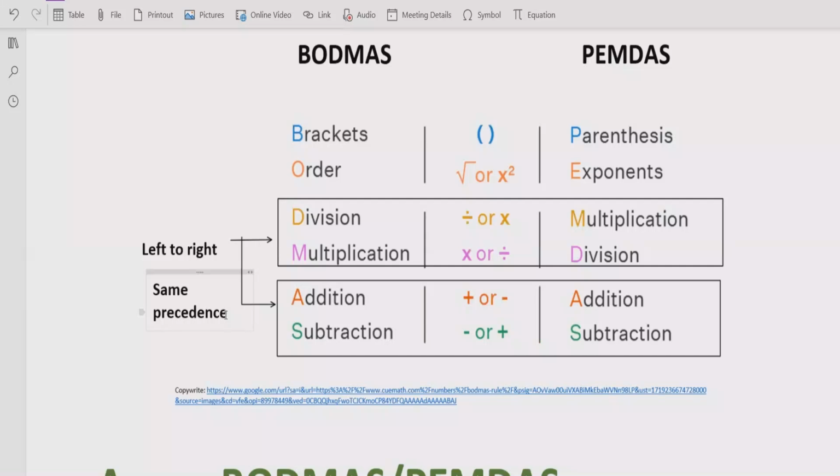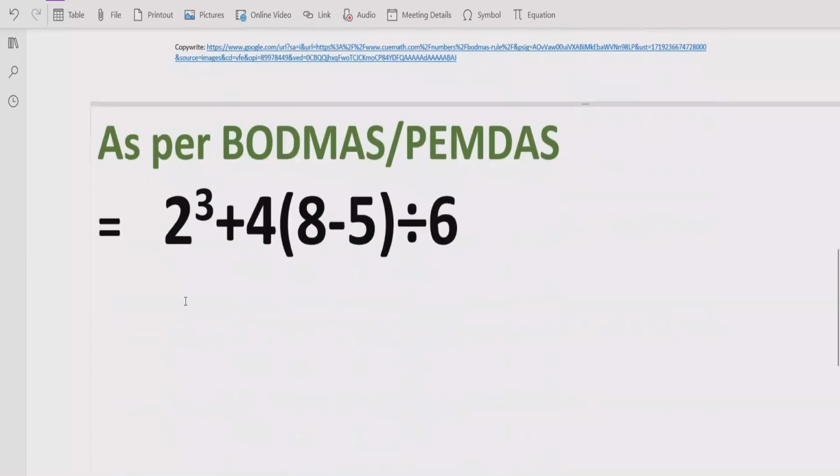So what will you do? You have to go left to right in your expression and find division and multiplication. Both have similar precedence, so you can solve whichever is coming first if you are going left to right. Similarly, for addition and subtraction, we have the same rule. We can solve addition first if it is coming first, and we can solve subtraction first if it is coming first.